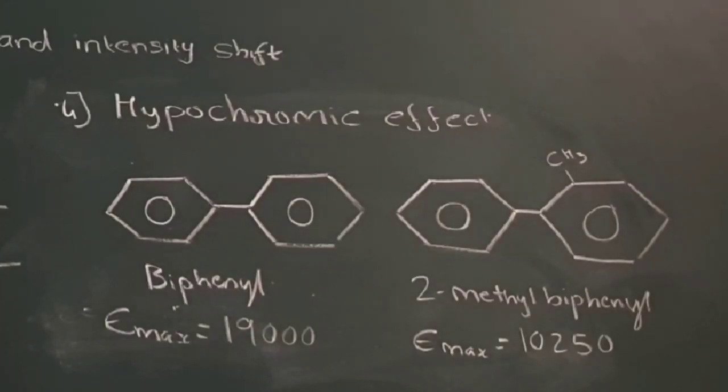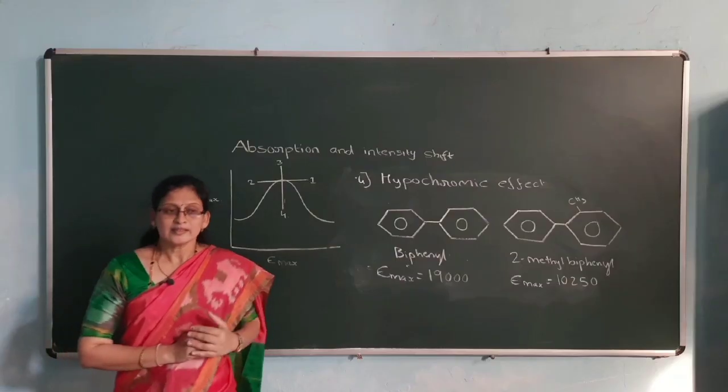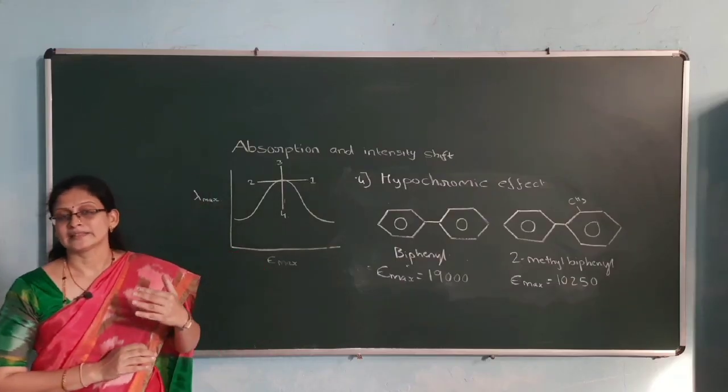Biphenyl is a planar molecule, the symmetry is planar. So when you move to 2-methyl biphenyl, the introduction of the CH3 group distorts the planarity of the biphenyl molecule. So the intensity of absorption decreases in case of 2-methyl biphenyl. That means in hypochromic effect, the decrease in the intensity of absorption is due to the distortion of the planar geometry of the molecule. Okay, this is about the absorption and intensity shift.